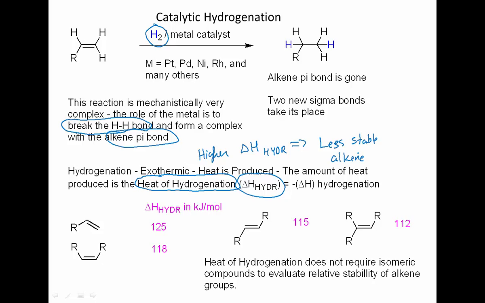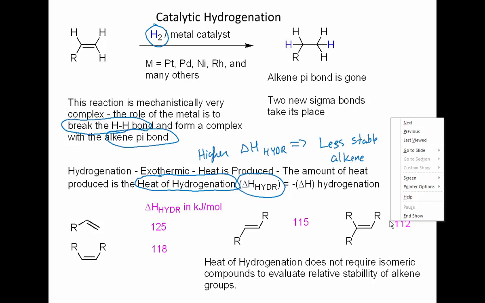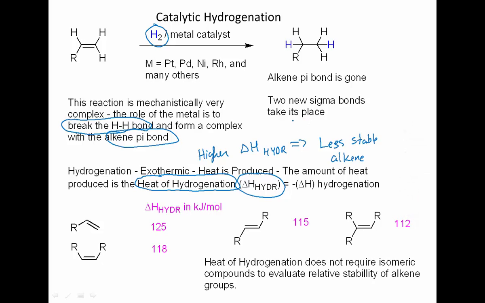And what we see here is that heat of hydrogenation follows exactly the same trend as we noticed for heat of combustion. The least stable type of alkene is the monosubstituted alkene. It has the highest heat of hydrogenation. Cis 1,2 disubstituted is higher than trans 1,2 disubstituted, and as you substitute the double bond even more, the heat of hydrogenation goes down.